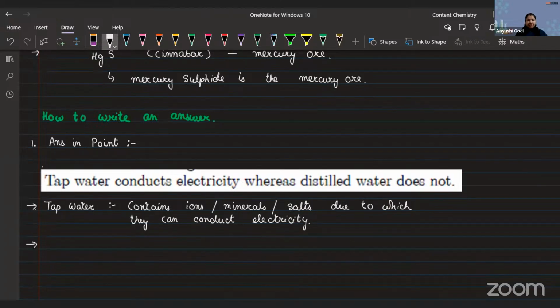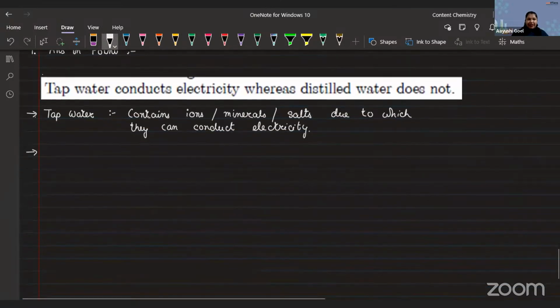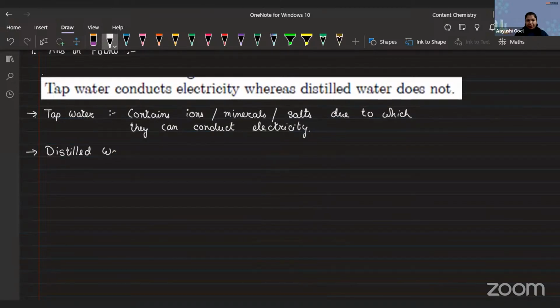Second, if I write about distilled water, see, now don't write from here. Don't make this error, that I'm writing from here, distilled water. It looks very bad. Don't do that. And when your handwriting is not very good, always leave a gap. So I'm leaving a gap and I'm writing like this. Distilled water.